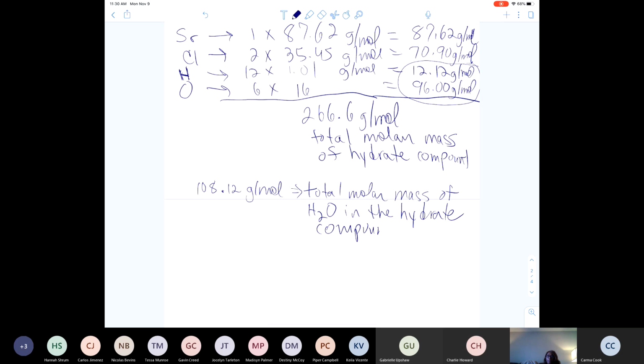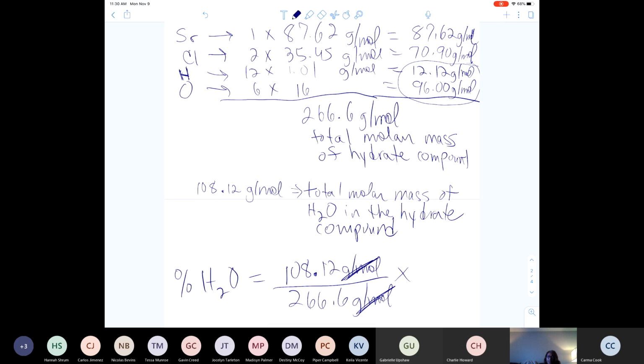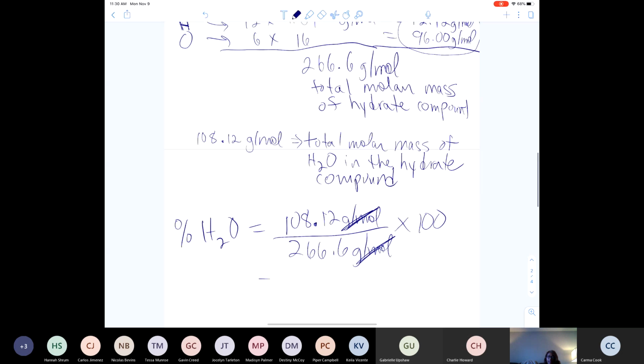And so our percent water is 40.4. And that is found by taking 108.12 and dividing by the total molar mass of the compound. The grams per mole units cancel, and you get your 40.4%.